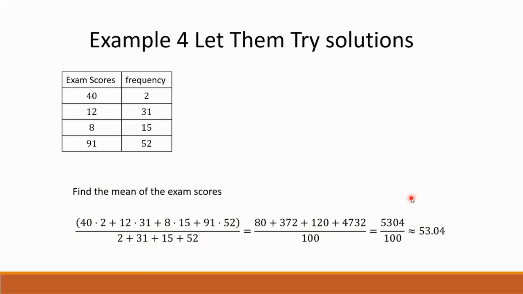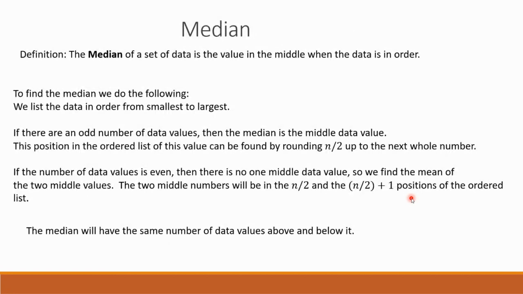Now, that's not the only way to specify what the center is. There are other ways as well. Namely, we have what's called the median. That is the data value that's in the middle when the data is sorted, put in order from lowest to highest, smallest to largest.